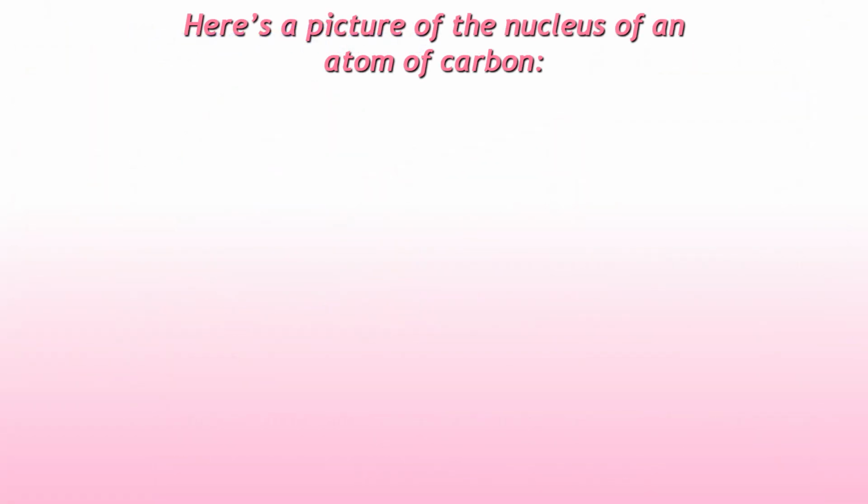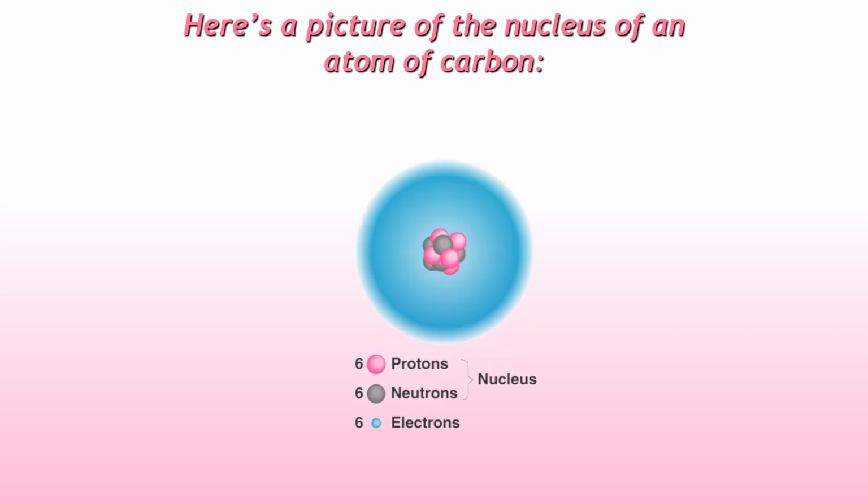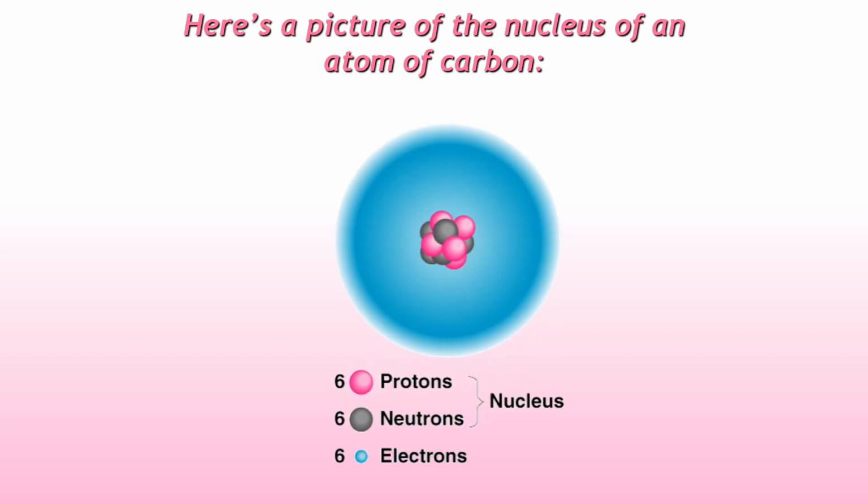So with that in mind, here's a picture of the nucleus of an atom of carbon. Again, we see 6 protons in pink and 6 neutrons in gray, but now we have this vague blue-green region. We don't see the individual electrons. What is happening?